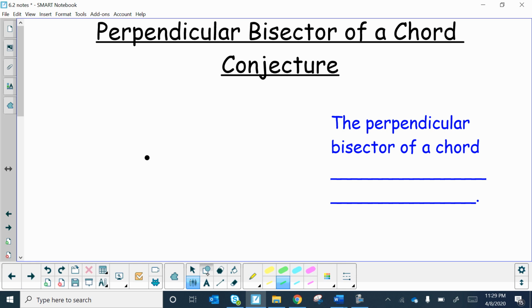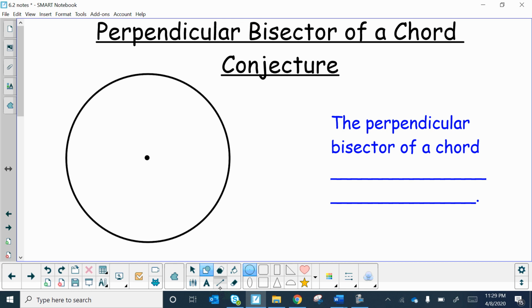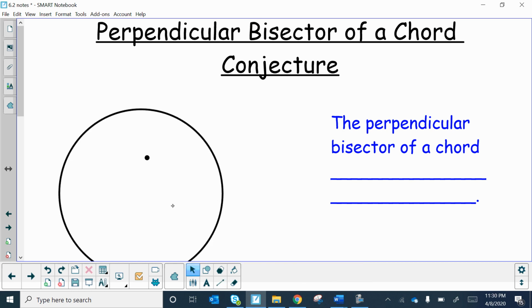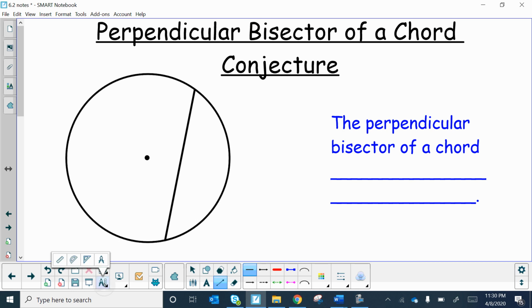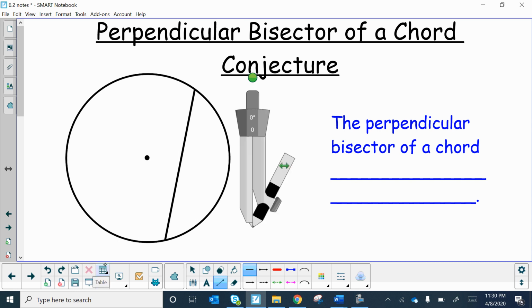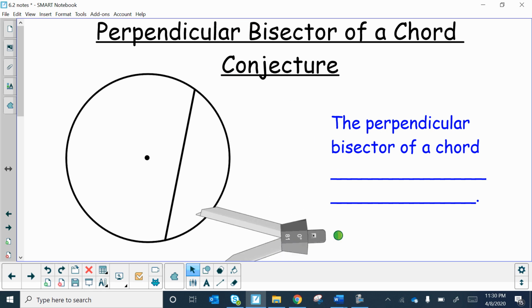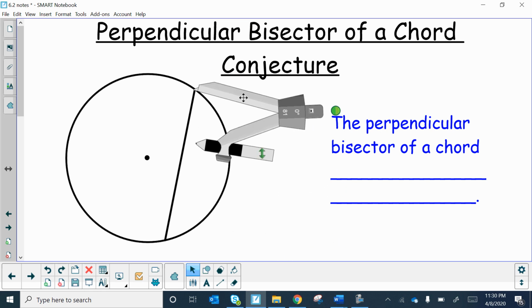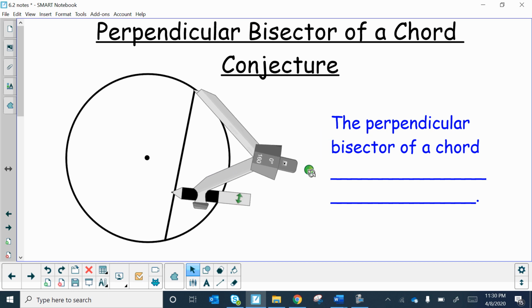So let's go ahead and draw our circle again. And then we want a chord here. So put a chord there. And now it talks about doing a perpendicular bisector. So when I'm making a perpendicular bisector, I'm going to put the compass at the end. And remember, you make your compass more than halfway.